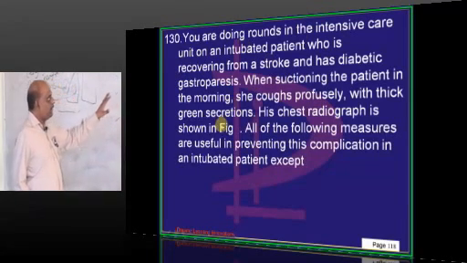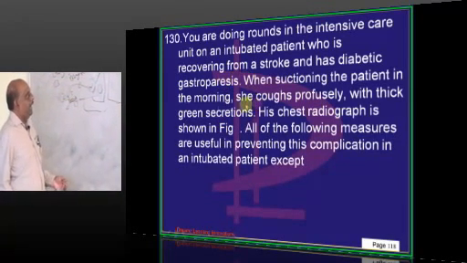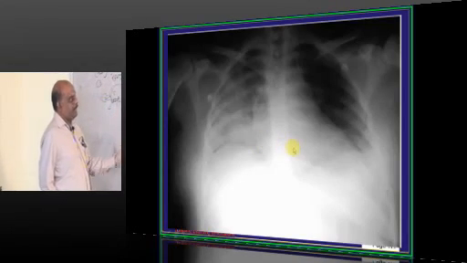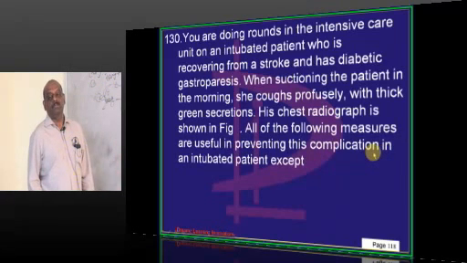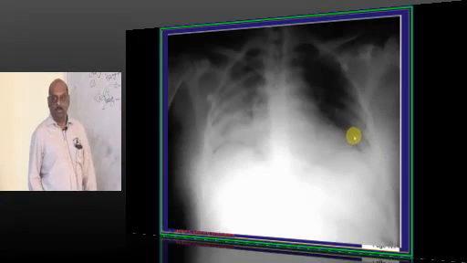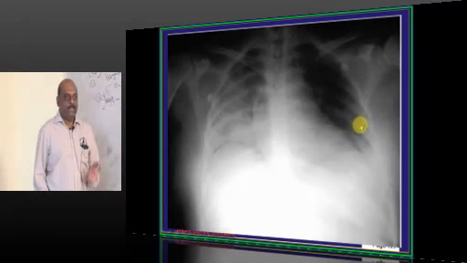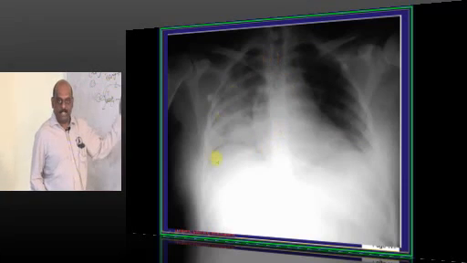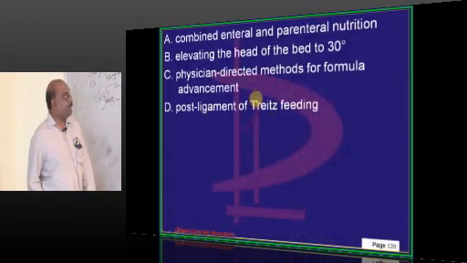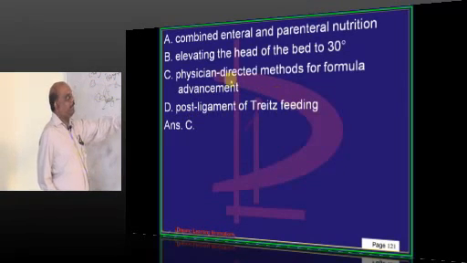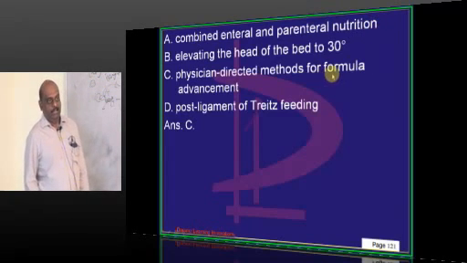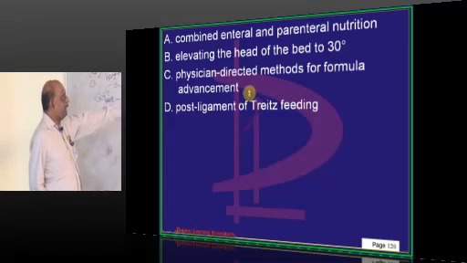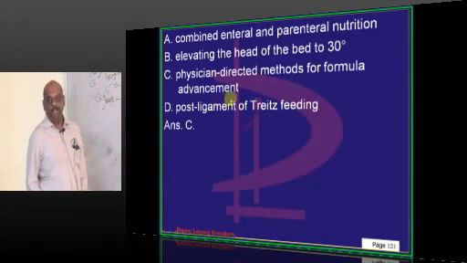Now there is an intubated patient who is recovering from a stroke and a chest radiograph is being shown to you. What are the various maneuvers by which you can prevent this from developing? What did he develop first of all? Aspiration pneumonia. There is a consolidation on the right side of the chest radiograph. Okay, so what prevents it? Post-pyloric feeding, elevating the head, combined enteral and parenteral nutrition. These are all the various maneuvers by which you can prevent the development of aspiration pneumonia, is what needs to be remembered.